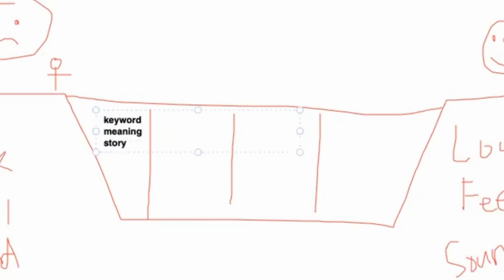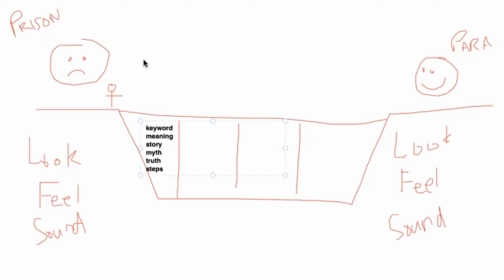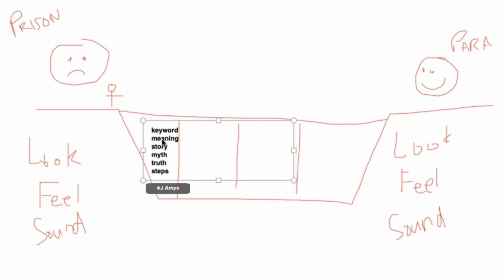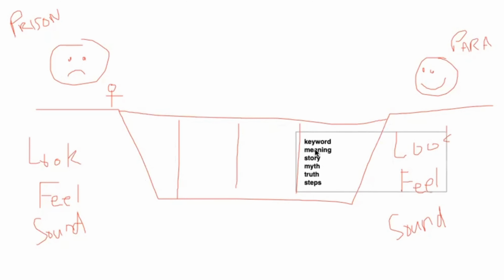And then here's a personal story to illustrate: before I knew this, I was in this prison, I was in this pain. After I realized this, I learned this, and this is where I'm at in paradise. Then you can bust a myth, tell the truth, and give the steps to get results. And you can take this exact same framework and replicate it for step 2, step 3, step 4, step 5, right?